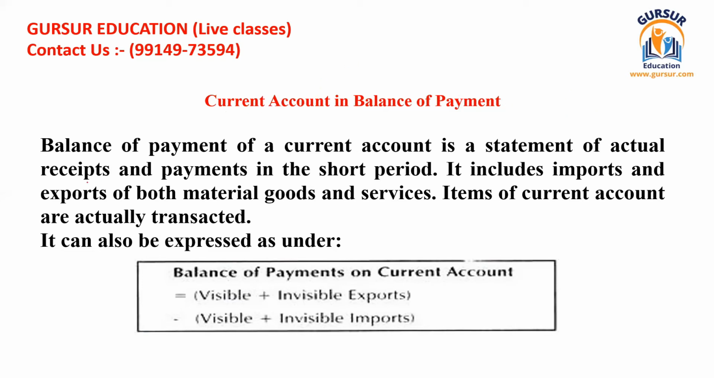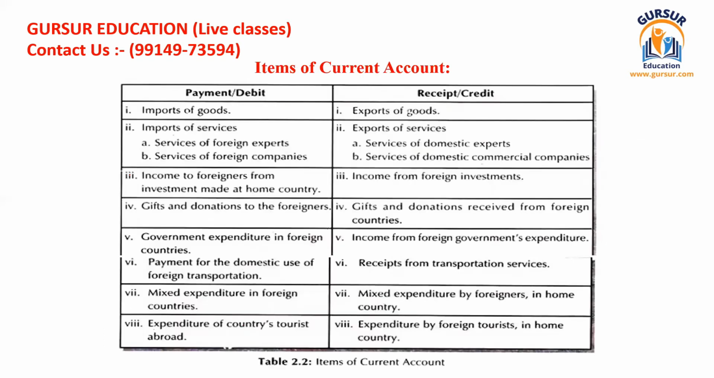This is the statement of actual receipts and payments in a short period only, usually for one year, usually for the current fiscal year. I hope you understand that point. It includes import and export of both material goods and services. Items of a current account are actually transacted: actual receipt is recorded and actual payment is also recorded. So the balance of payment on a current account is equal to visible plus invisible exports minus visible plus invisible imports. Now I am going to teach you what the items of a current account are.